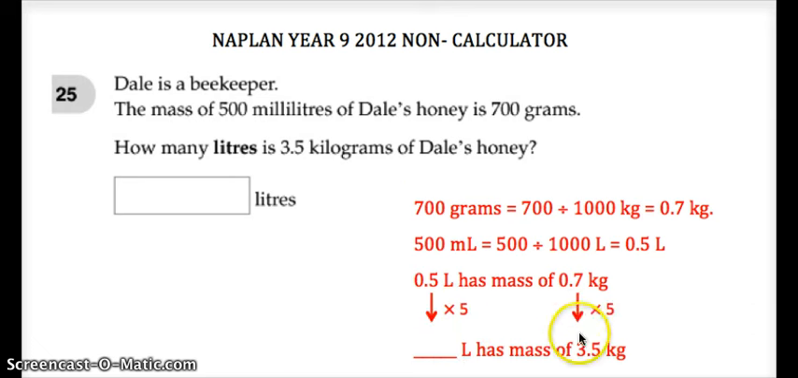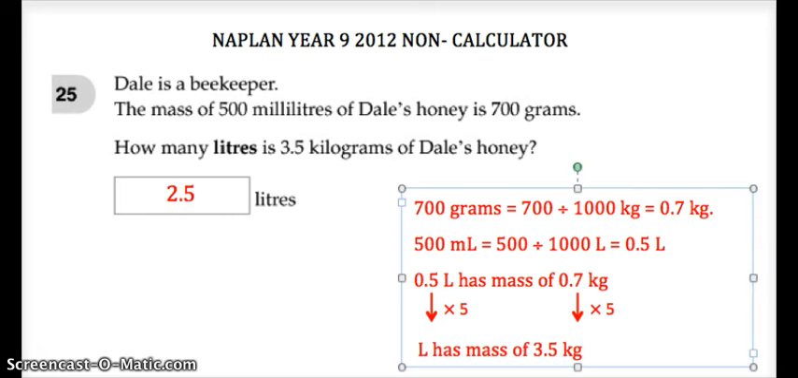So to go from 0.7 to 3.5, we know that 7 times 5 is 35. So 0.7 times 5 is 3.5. And so 0.5 times 5 will be 2.5. So that I will just enter that in. So 2.5. So there you see 2.5 litres has a mass of 3.5 kilos, and I've just written the answer there as well.